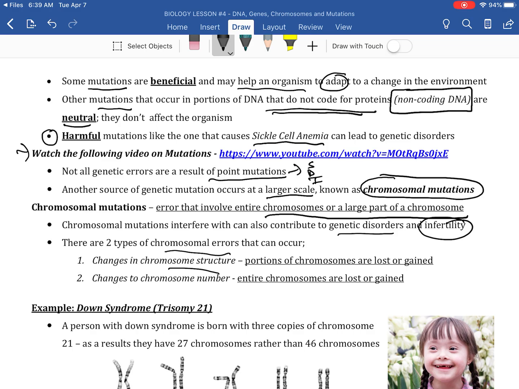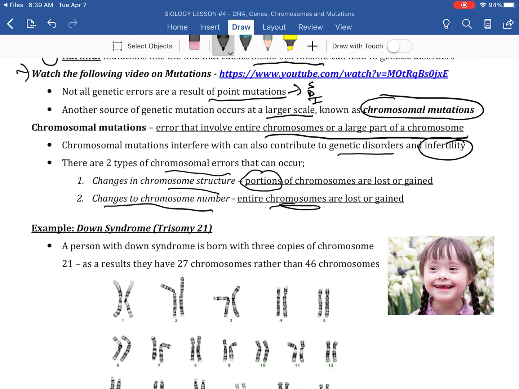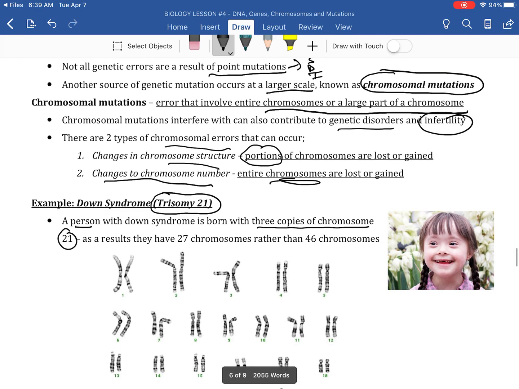There are two types of chromosomal errors. A change in the chromosome structure, so maybe a portion of the chromosome is lost or gained, or a change in the number of the chromosome. So an entire chromosome is either lost or gained. So an example of a chromosomal mutation is Down syndrome, or another way of calling Down syndrome is trisomy 21. So a person who has Down syndrome is born with 3 copies of chromosome 21.